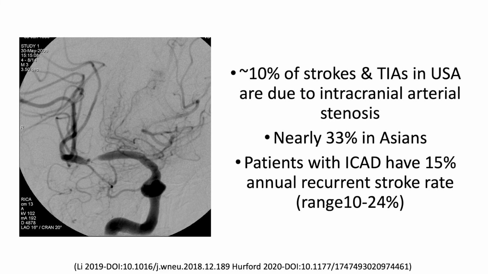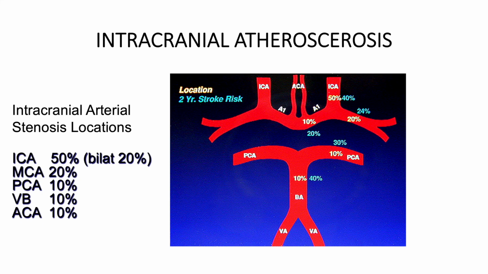Now, 10% of strokes and TIAs in the USA are due to intracranial arterial stenosis, but the prevalence is much higher in the Asian population. And we do know that with ICAD, there is a 15% annual recurrent stroke rate. The most common sites are the internal carotid artery and the middle cerebral artery.